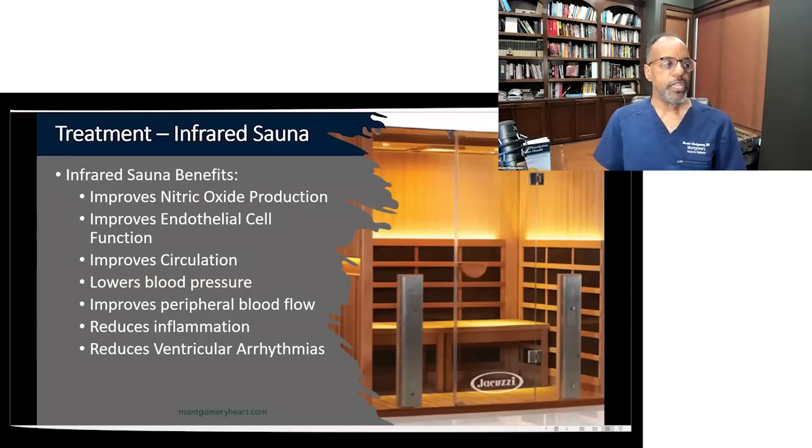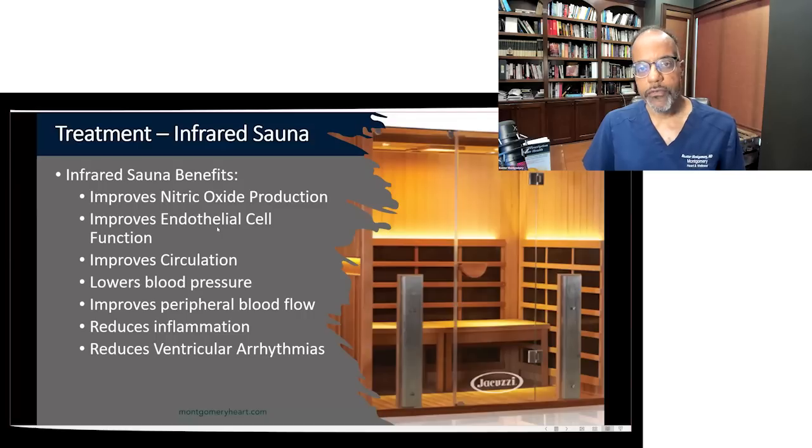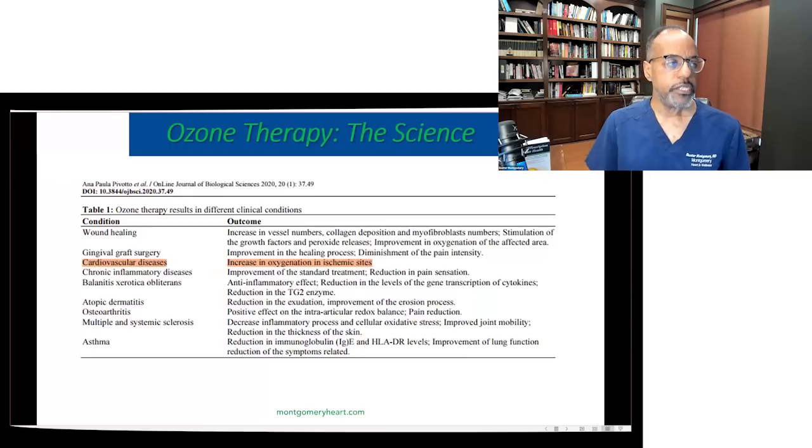So infrared sauna therapy, we have 2 saunas in our center. Infrared sauna therapy improves nitric oxide production. It also improves endothelial cell function. It's been shown to improve circulation, lowers blood pressure, improves peripheral blood flow, reduces inflammation, and also reduces ventricular arrhythmias. And this has been seen in heart failure patients.